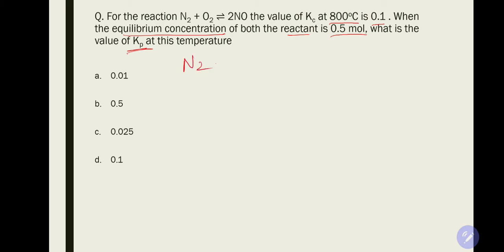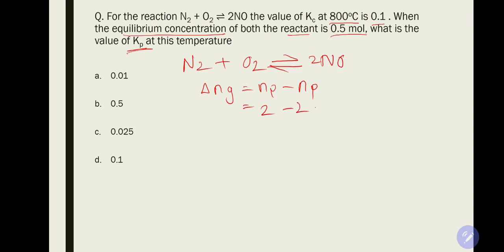So let us see. For that we have to find the number of moles, that is the delta Ng value. Let's calculate delta Ng first. Delta Ng is equal to the number of moles of product minus the number of moles of reactant. So product is 2, minus 1 plus 1 is 2, which is equal to 0. Now we got the value of delta Ng.